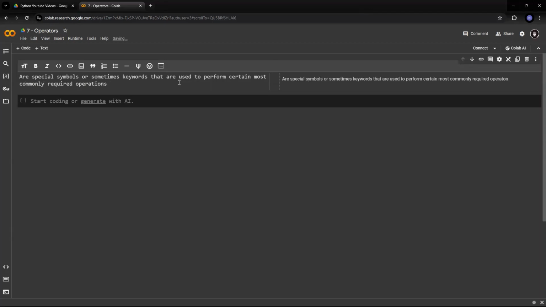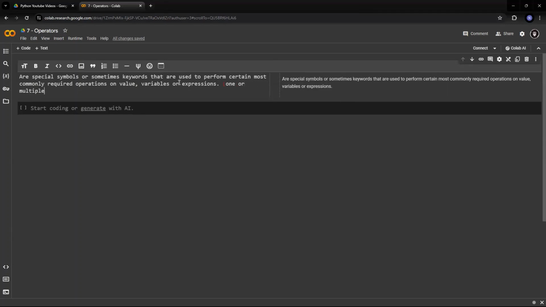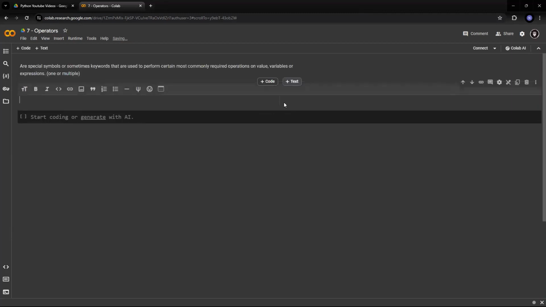Operations on values, variables, or expressions. And this could be one or multiple. So there are special symbols that we use to perform our operations. Now, there are various types of operations. When I'm talking about operations, there are various types of operators.